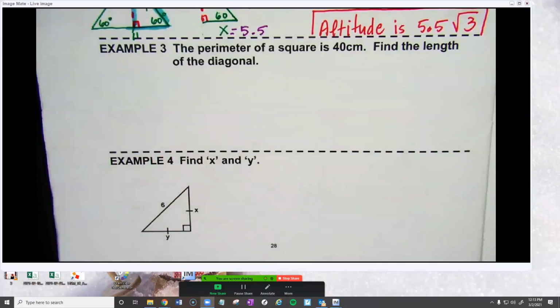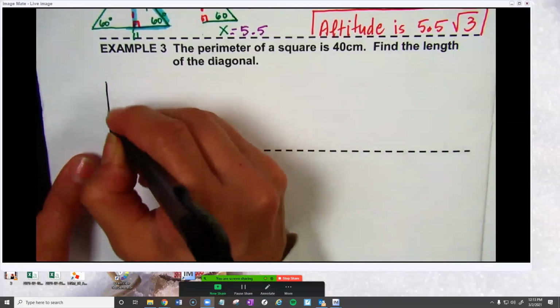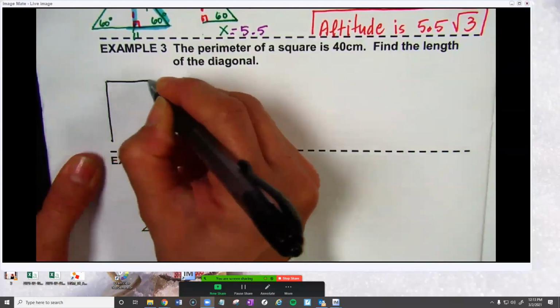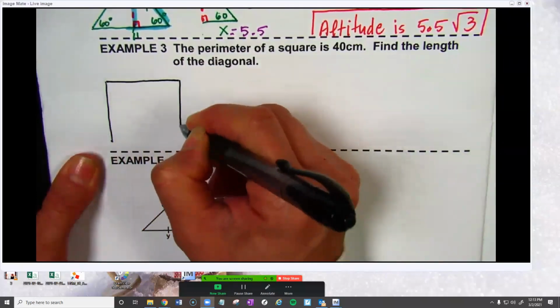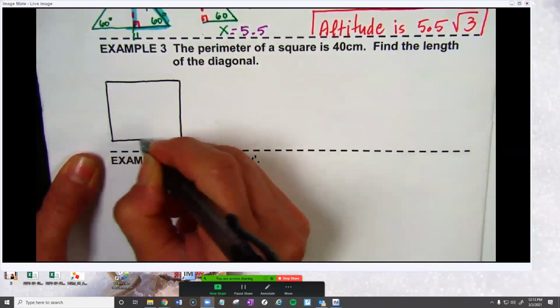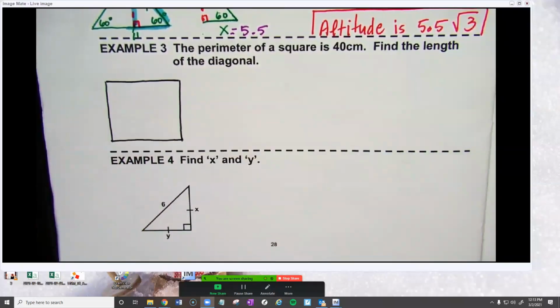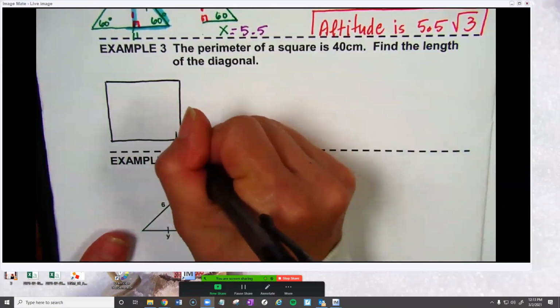So let's draw a square, y'all. Let's draw a square one more time, the best you can. Let's go ahead and write all of our right angles. Let's go ahead and draw all of the congruent marks.